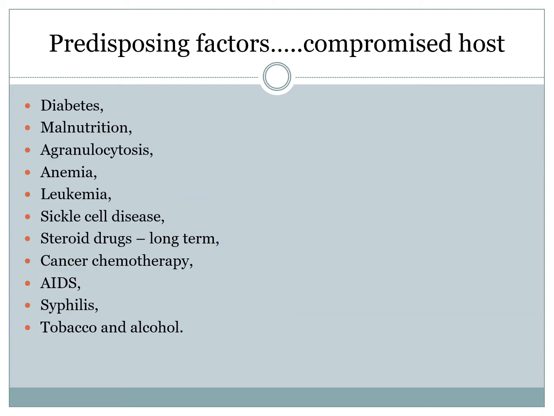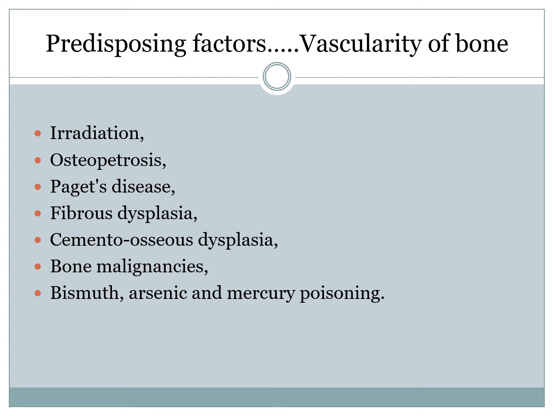So the predisposing factors are for a compromised patient, an immunocompromised patient, like diabetes, malnutrition, agranulocytosis, anemia, leukemia, sickle cell disease, long-term steroid drugs, cancer chemotherapy, AIDS or HIV, syphilis, or tobacco and alcohol. This type of patient has more chances.